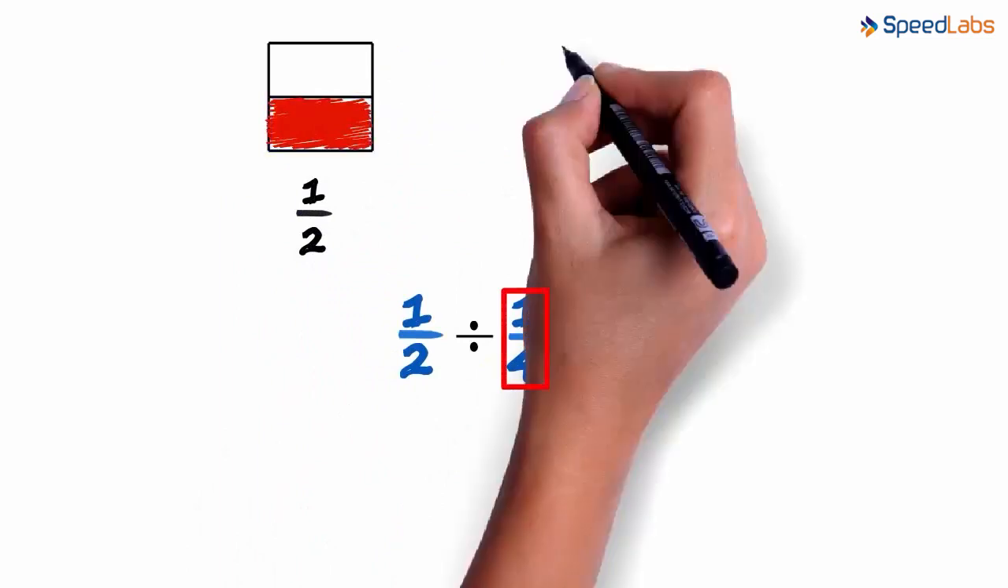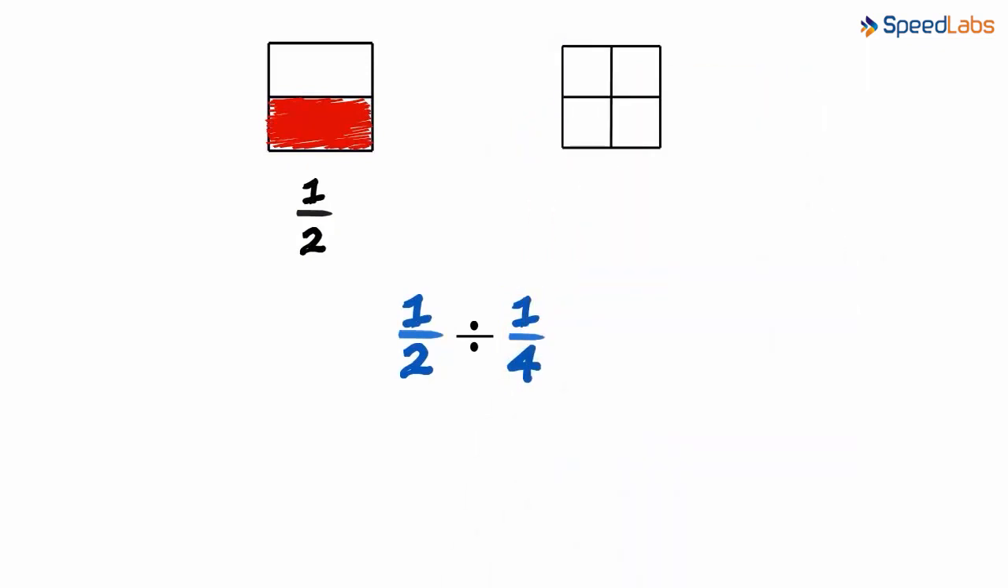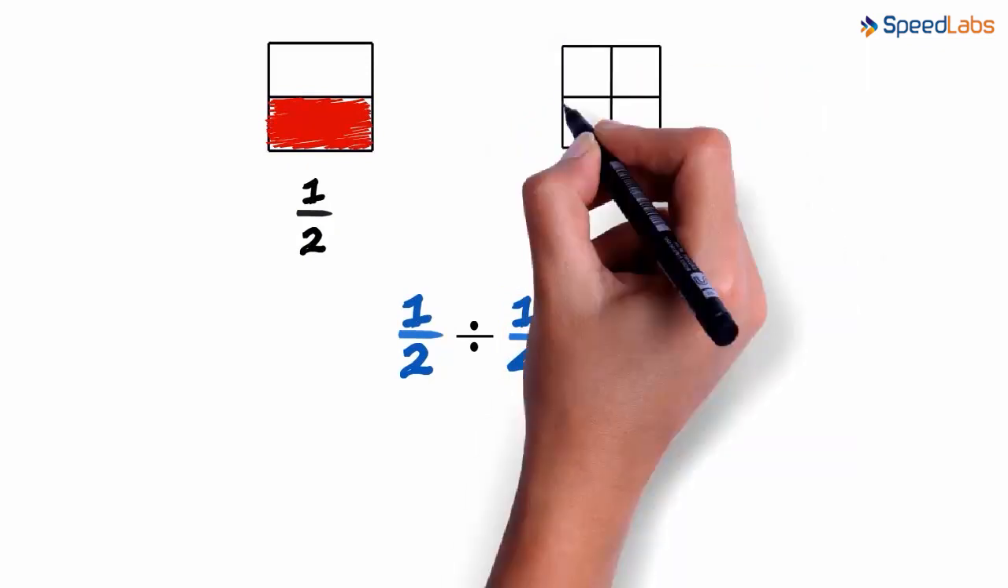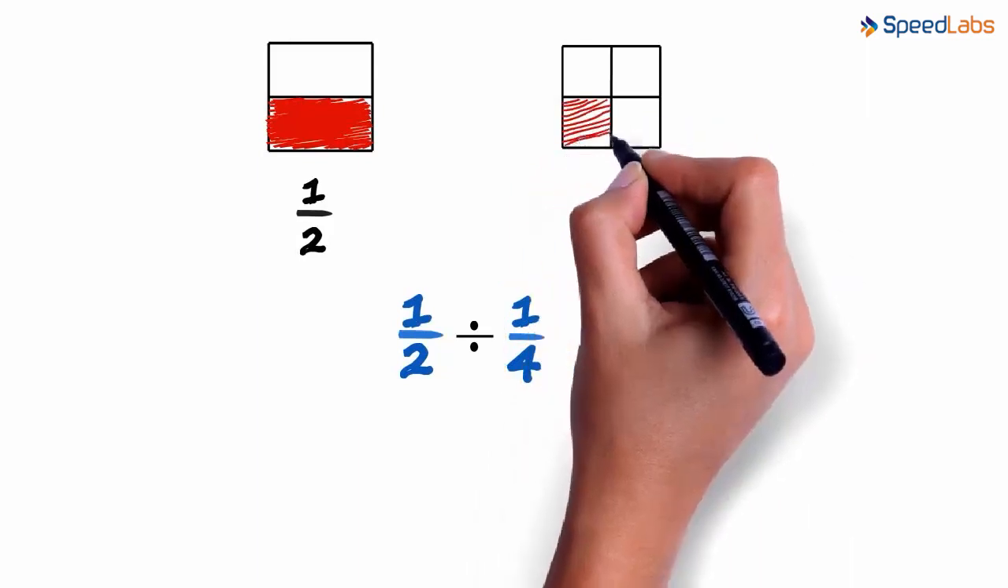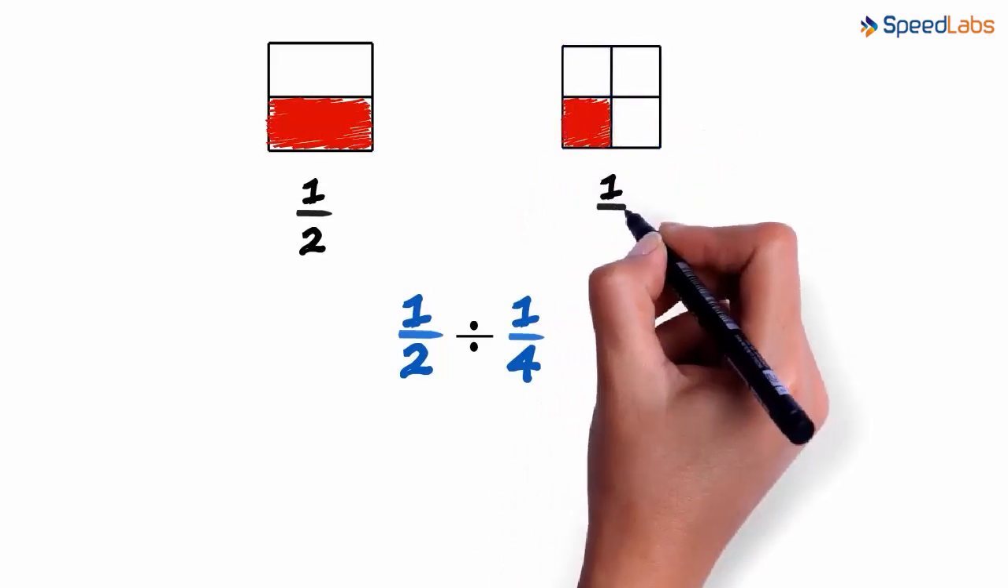What about 1 by 4? Now let us draw a square divided into 4 equal parts. To represent 1 by 4, we color just one part out of the 4. This can be written as 1 divided by 4.